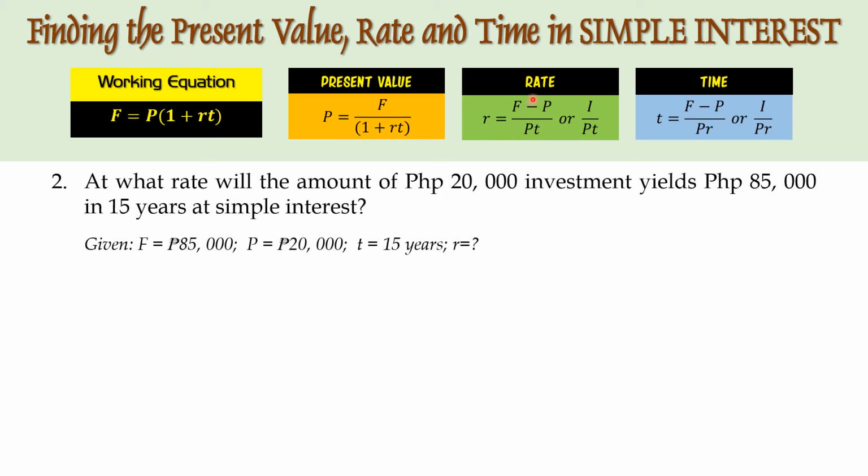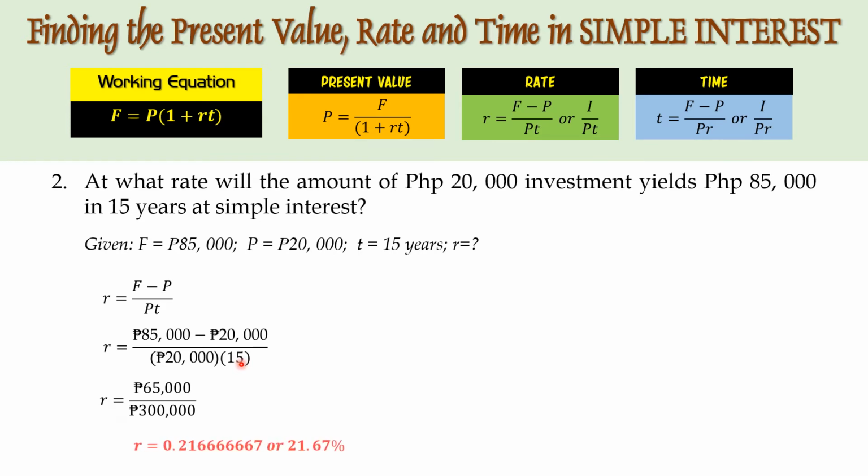So, we are going to use the formula of the rate, that is future minus principal divided by principal times time. Then, plug in the values on the variables given on the formula. So, after plugging in, ito, subtract natin yan, 85,000 minus 20,000, and then ito, multiply natin. Okay, so that is 65,000 divided by 300,000.